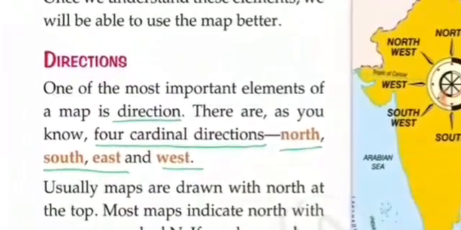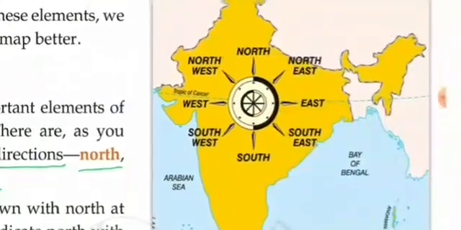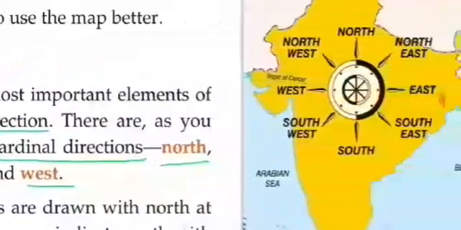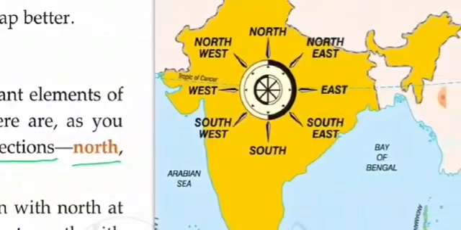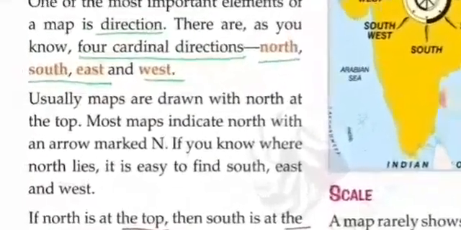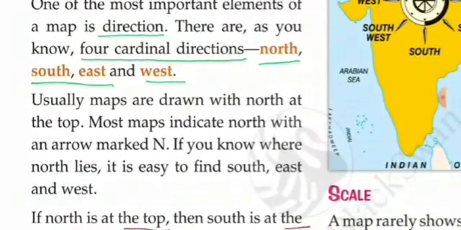One of the most important elements of a map is direction. There are, as you know, 4 cardinal directions: north, south, east, and west. Usually, maps are drawn with the north at the top. Most maps indicate north with an arrow marked N. If you know where north lies, it is easy to find south, east, and west.